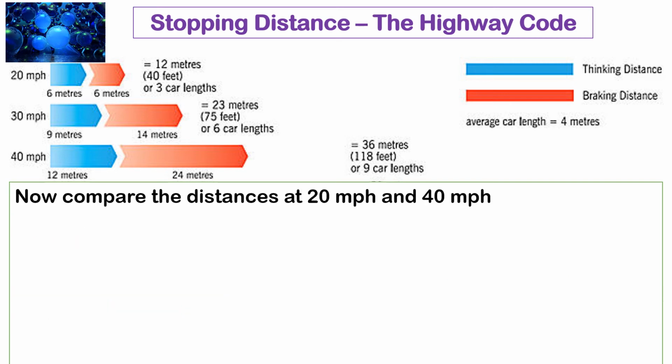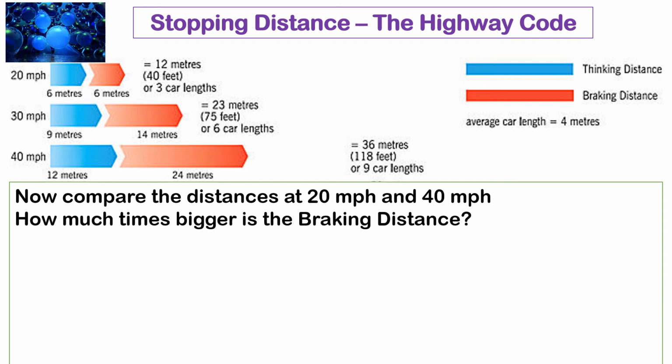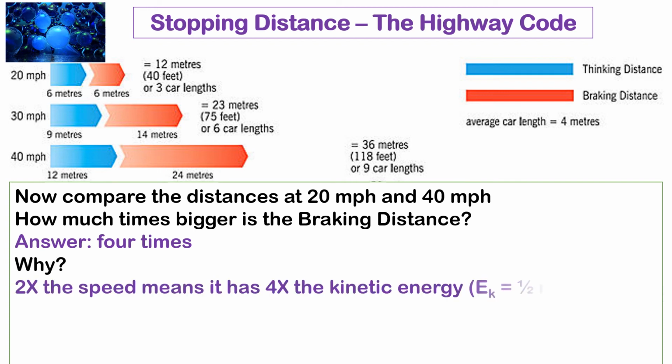But what about the other distances at 20? What about the braking distance? So at 20 miles per hour, it's 4 times less than at 40. It's 6 meters for 20 miles per hour and 24 for 40. So why is that? Well, twice the speed means it has 4 times the kinetic energy. And you've got to remember the equation for kinetic energy is half mv squared. So it's a squared factor.